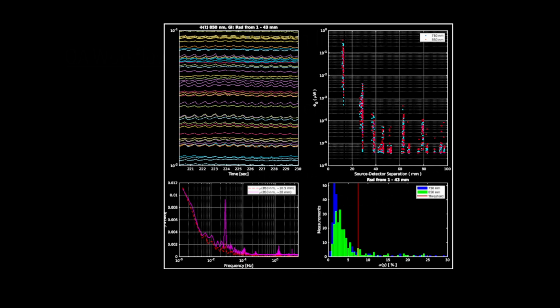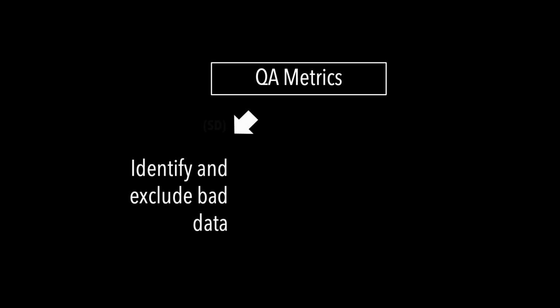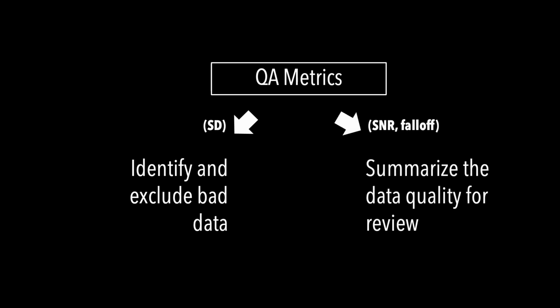NeuroDOT uses a combination of time domain, frequency domain, and statistical analysis to identify poor quality data. The figure shown here summarizes the QA metric extraction. Some of these metrics comprise quantitative measures applied directly to exclude data, whereas others are more qualitative in nature and are used to construct a graphical synopsis for later review.